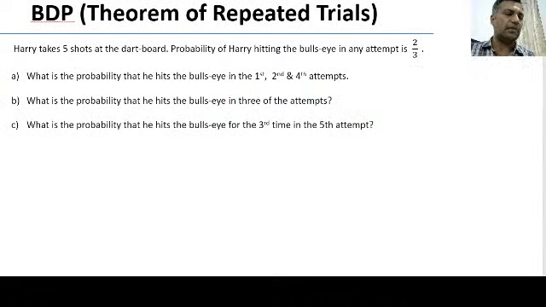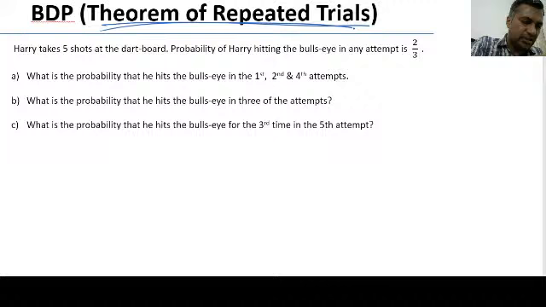Let's do another one, theorem of repeated trials. Then we'll bring conditional probability into this. Conditional probability as an element is important, no doubt about it. But let's understand what is the theorem of repeated trials, or binomial distribution of probability. You might have learned this theorem in high school or college. This is called binomial distribution of probability or theorem of repeated trials.